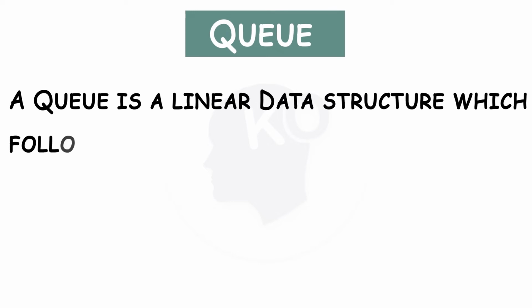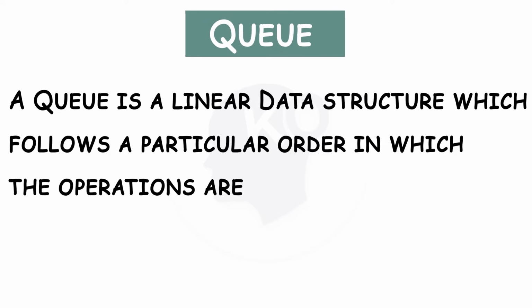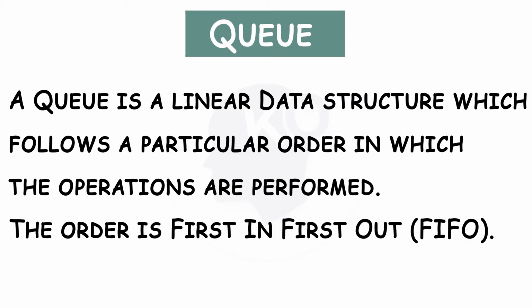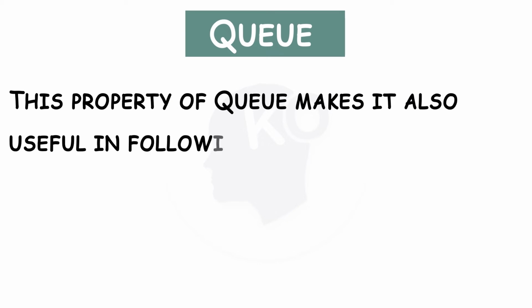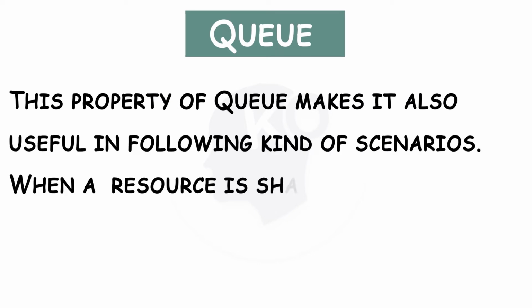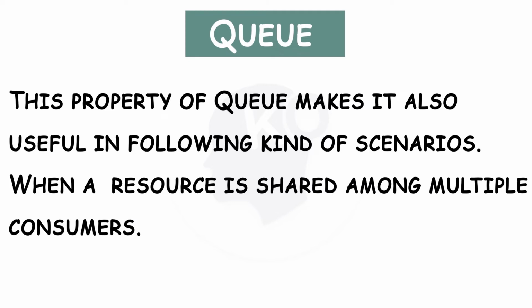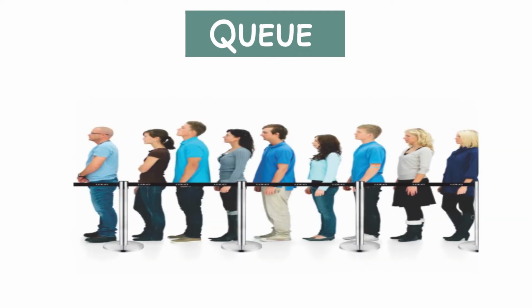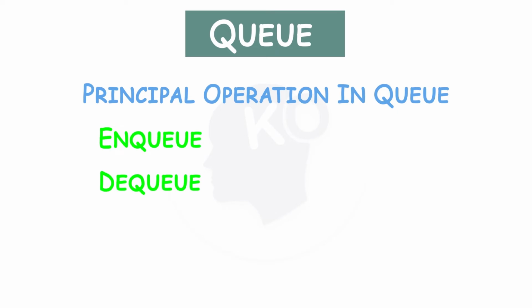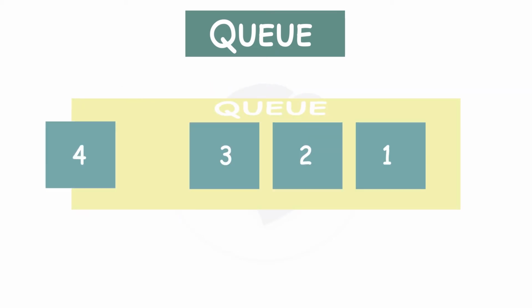Queue. A queue is a linear structure which follows a particular order in which the operations are performed. The order is first in first out, FIFO. This property of queue makes it also useful in the following kind of scenarios. When a resource is shared among multiple consumers. A good example of a queue is any queue of consumers for a resource where the consumer that came first is served first. There are two principal operations in a queue. First is enqueue, add an item to the queue. And the other is dequeue, remove an item from the queue.